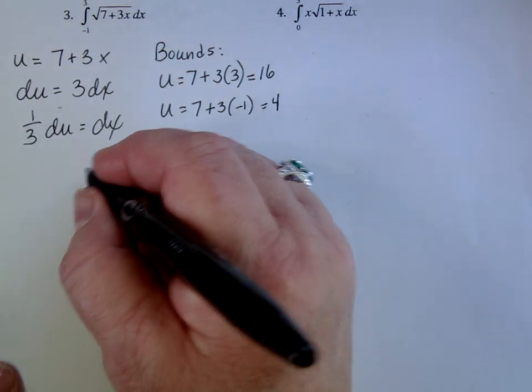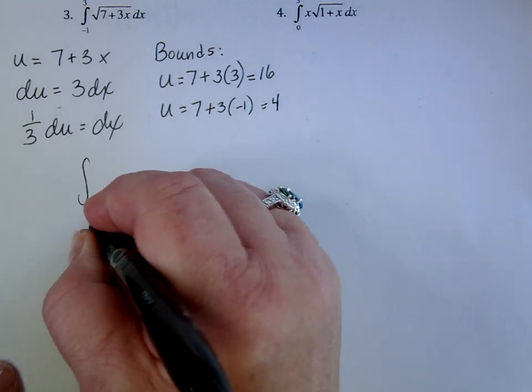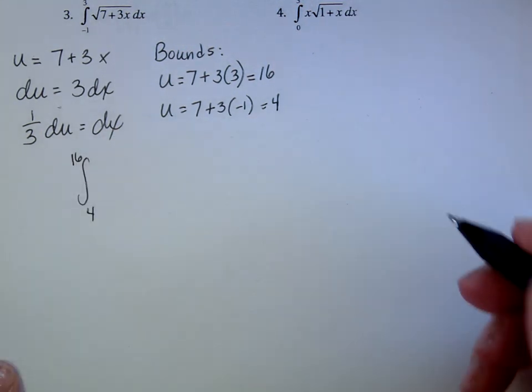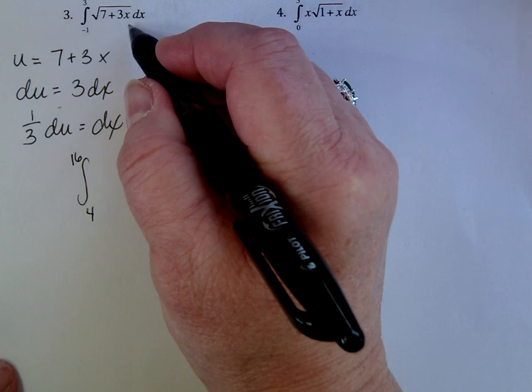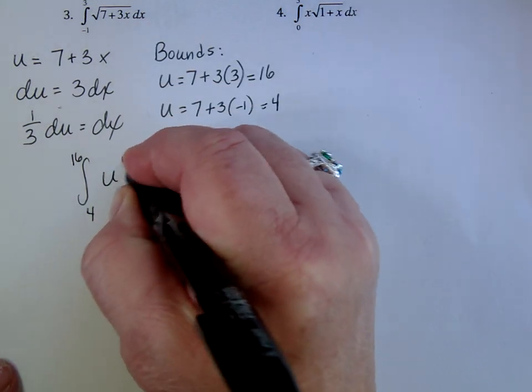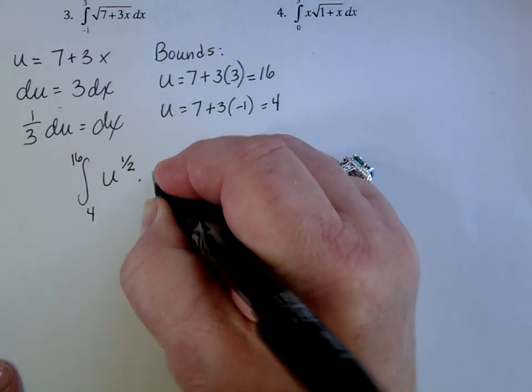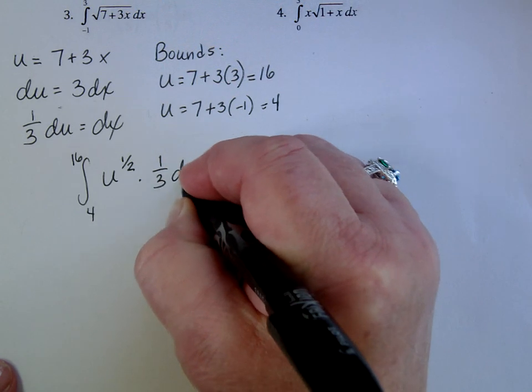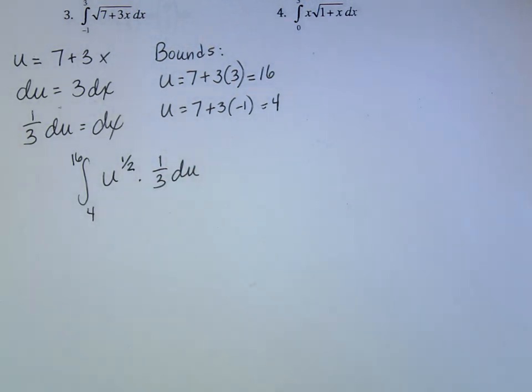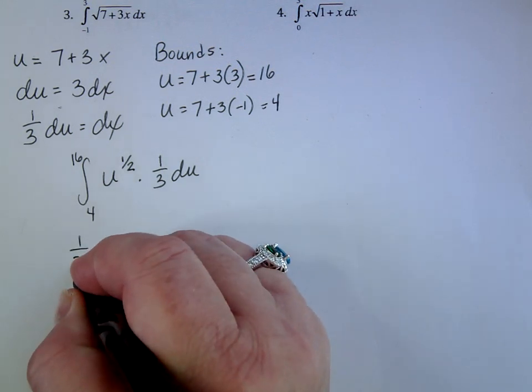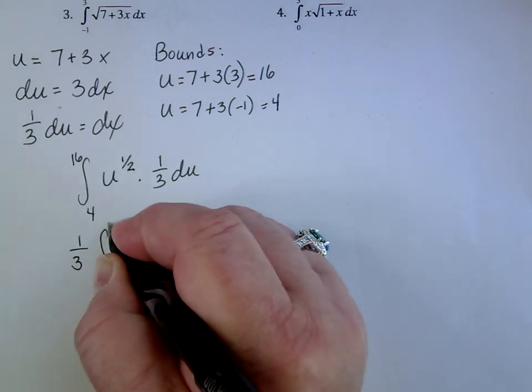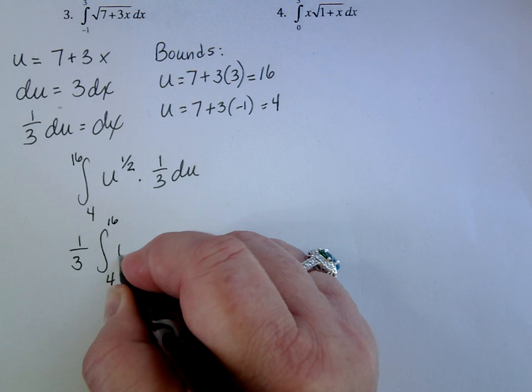So the integral goes between 4 and 16. I have the square root of u, u to the 1/2, and dx is equivalent to 1/3 du. And so I'm going to clean it up, and then I can integrate. 1/3 goes in front. The integral from 4 to 16 of u to the 1/2 du.